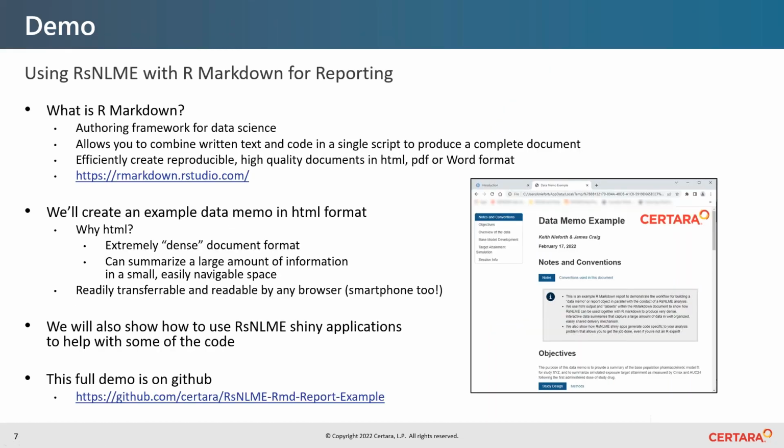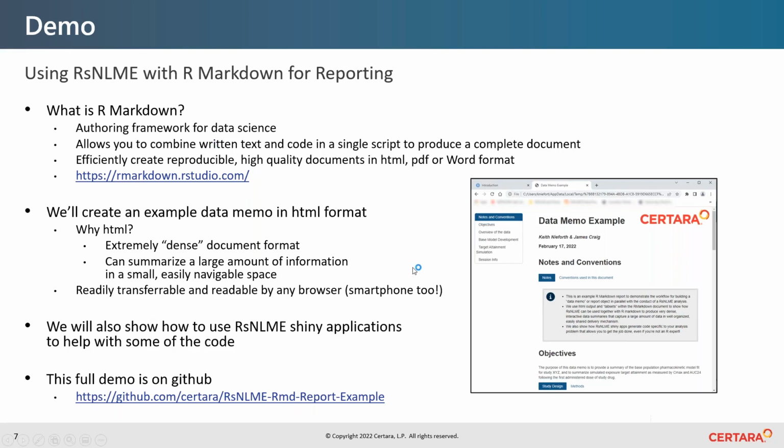So, okay, let's talk a bit about the demo. The demo that I'm going to cover today is going to be showing an example of how to use RsNLME with R Markdown for reporting. For those of you who are not familiar, R Markdown is an authoring framework for data science. It allows you to combine written text, as you'd have in a Word document, and code in a single script to produce a complete document. In short, it allows you to efficiently create reproducible, high-quality documents in 3 formats: HTML, PDF, or Word. If you visit the link, you can see more about R Markdown.